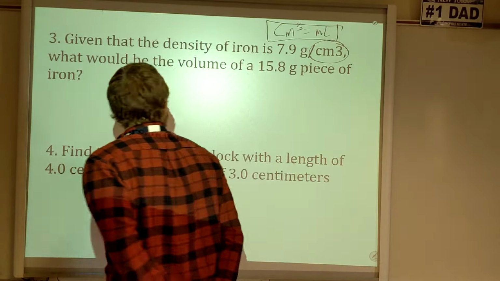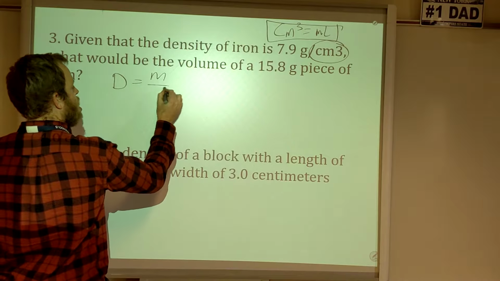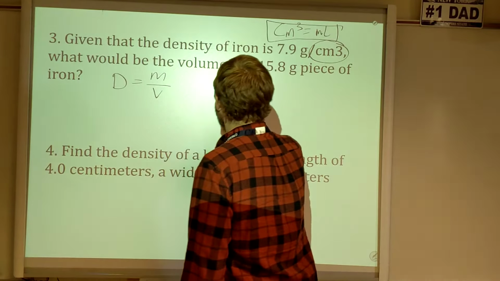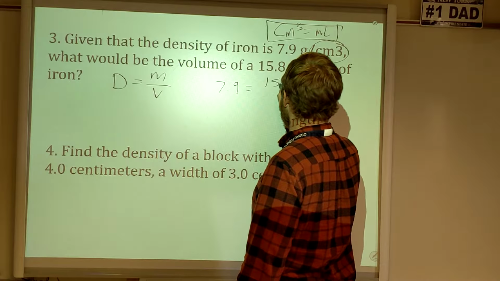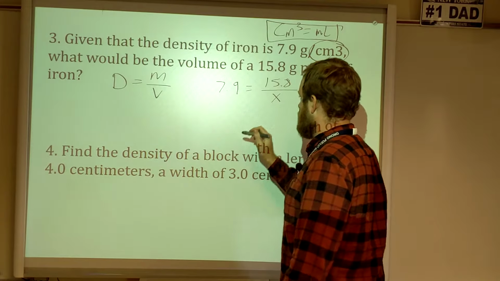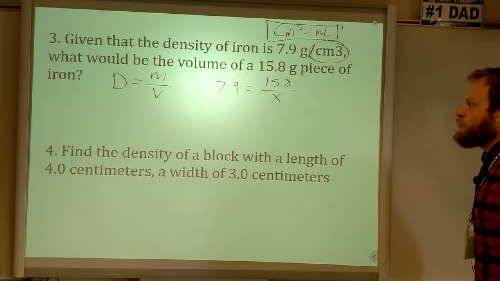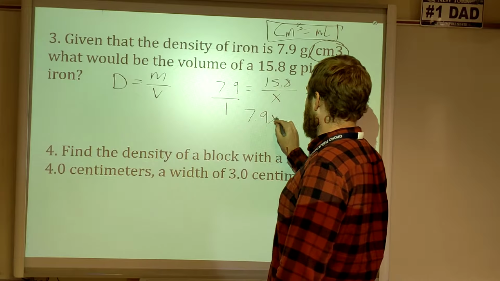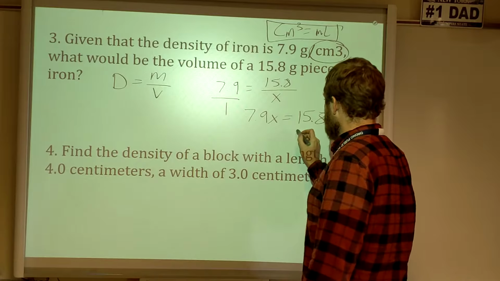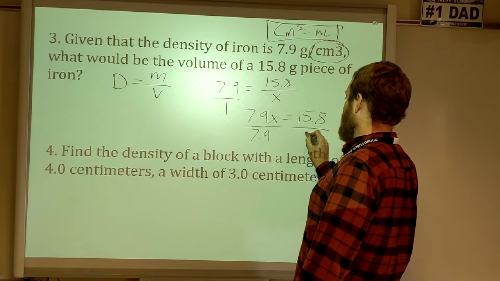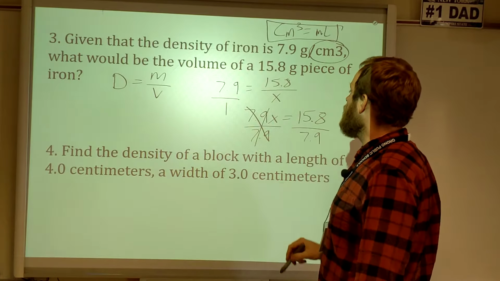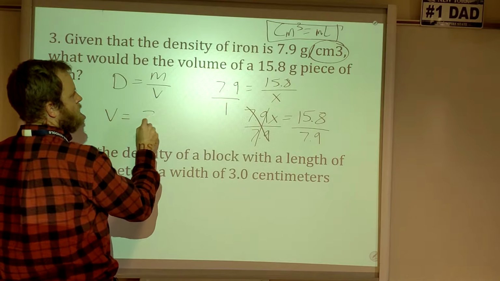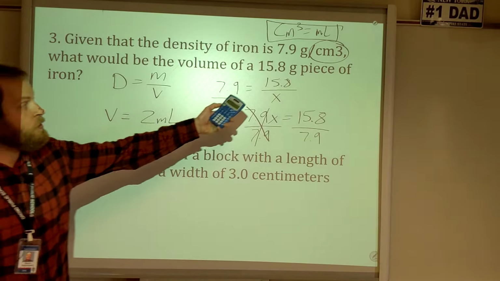So here's where it might get mildly confusing. Density is mass over volume. We have the density and we have the mass. So 7.9 equals 15.8 over x. We don't know the volume. So the first thing you're going to have to do is cross multiply. So pretend this is over 1 and cross multiply. So it's 7.9x equals 15.8. Do a little bit more algebra. Divide both sides by 7.9. And to me, it looks exactly double. So our volume is going to be 2 milliliters, which is the same thing as cubic centimeters.